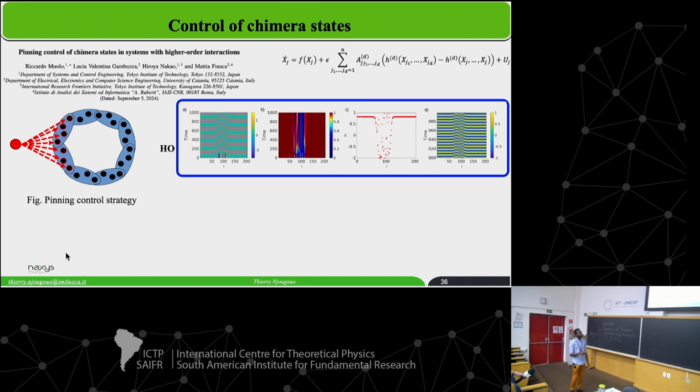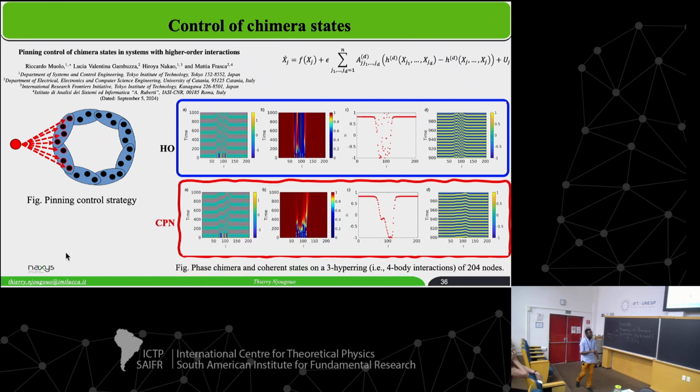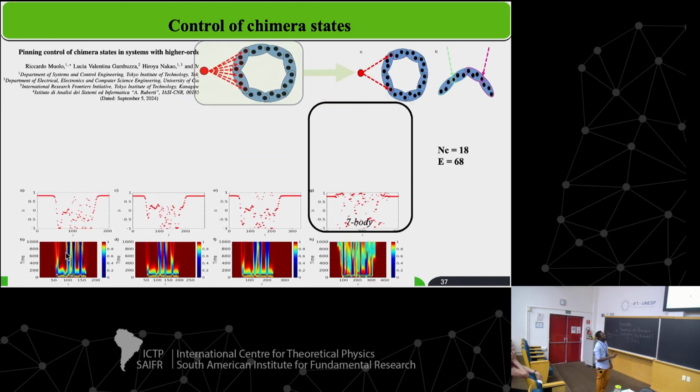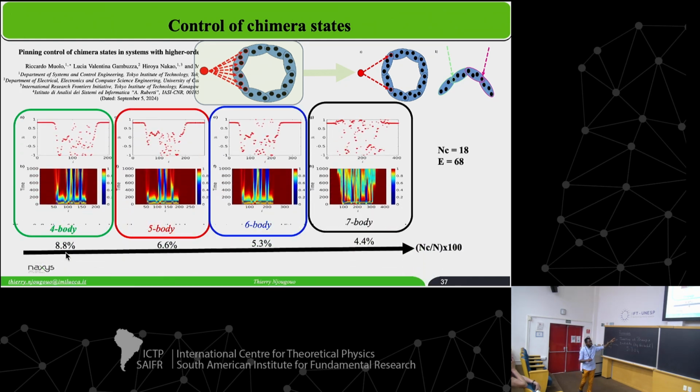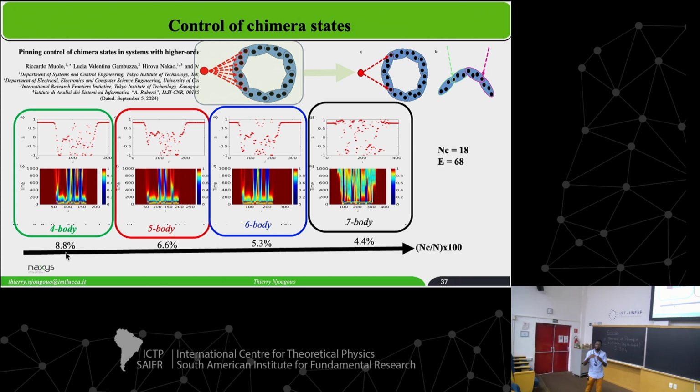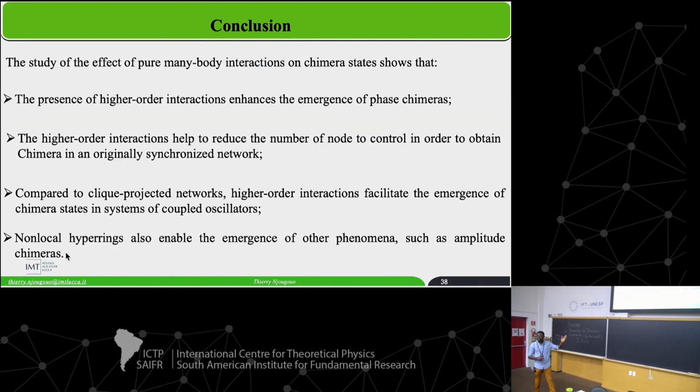When he used higher order interaction, we obtain this chimera state, and here, in the case of pairwise interaction, sometimes we obtain a chimera state, but this chimera state is a kind of transient chimera state. So, I will skip this one because it presents exactly the same thing. And here, in this last result, he considered exactly the same number of nodes, and then he just changed the number of nodes in the hyperedge. And then we can see that if we increase the size of the hyperedge, we decrease the number of nodes that we need to control the whole system. In the case of pairwise interaction, it could be very difficult to have this kind of result.